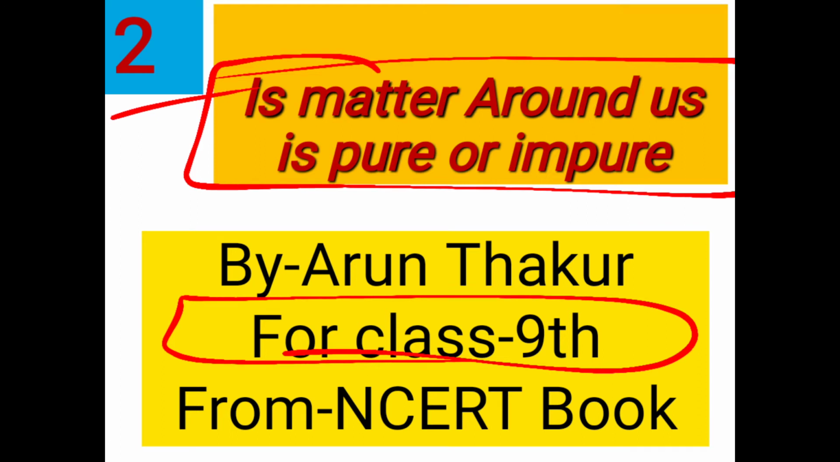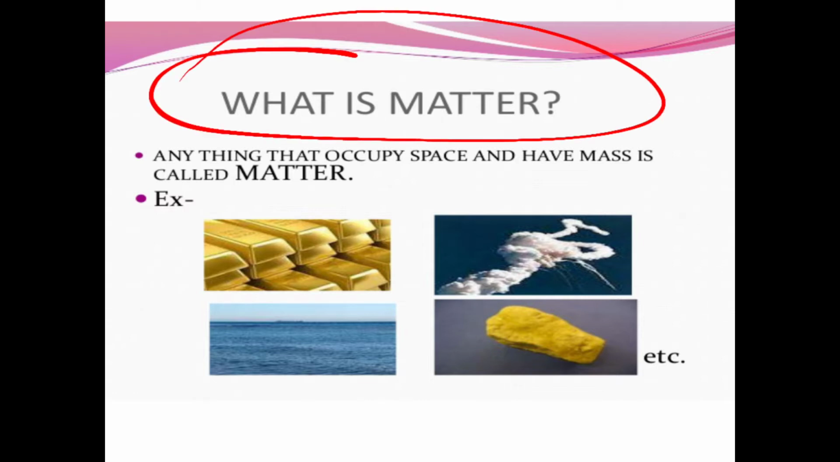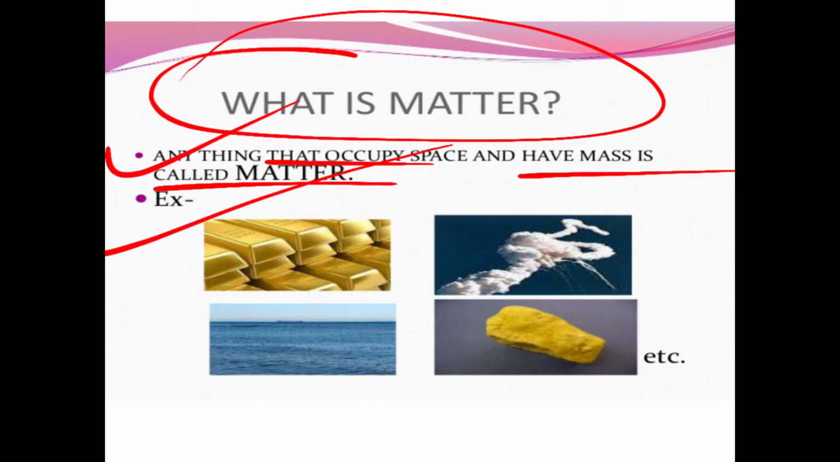I already have made the videos for chapter number 1, that is matter in our surroundings. In that chapter I told you what is matter. Anything that occupies space and has mass is said to be matter. Example: gold, insects, ocean, turmeric, etc. All these are examples of matter.